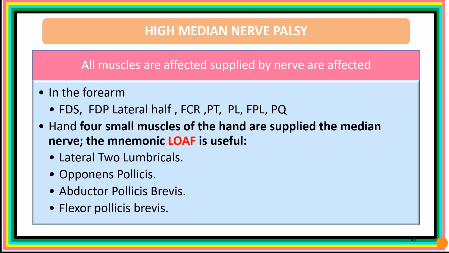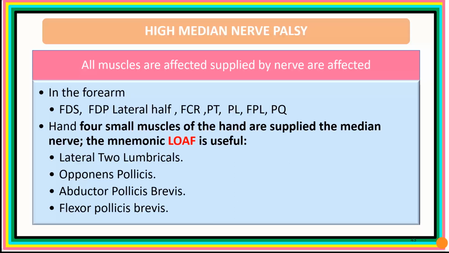Now, in the hand also, we see the LOAF muscles. What are those LOAF muscles? For a mnemonic, they are the lateral two lumbricals. They are supplied by the median nerve in the hand. We have the opponens pollicis, abductor pollicis brevis, and flexor pollicis brevis, which are all muscles of the thenar compartment. So we actually call them the LOAF muscles. So all these muscles will be affected.